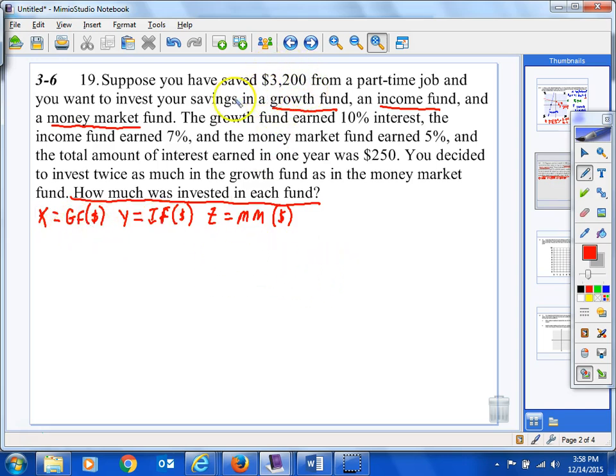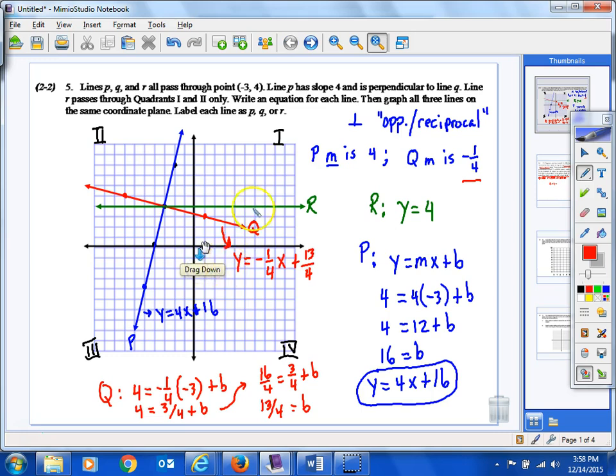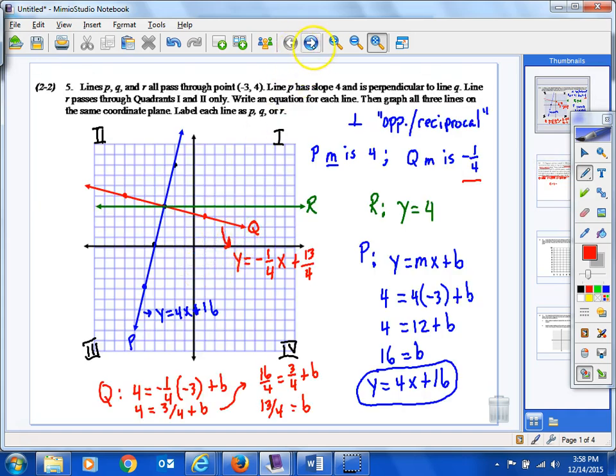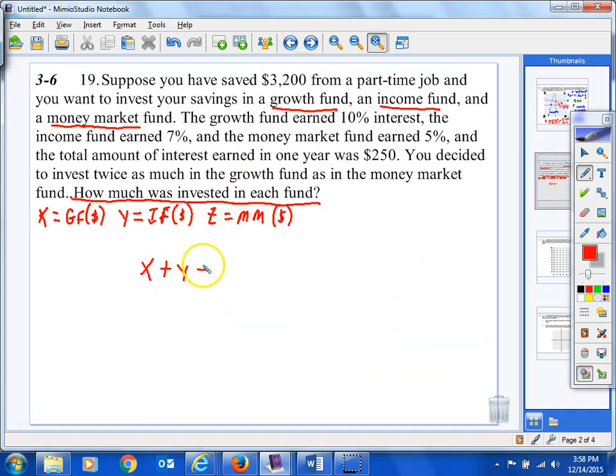All right, well, we invested all of our money, all $3,200, went into these 3 funds. So my first equation will be showing that all $3,200 got put into the 3 funds total.